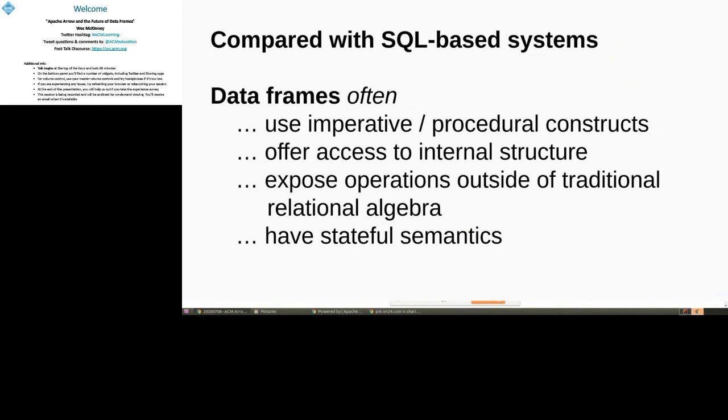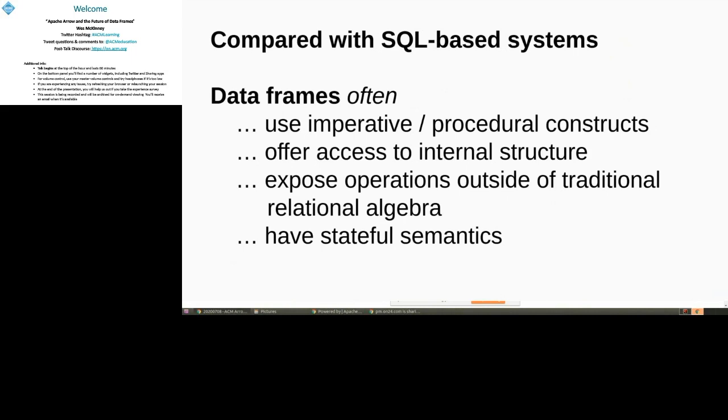So there's more of an emphasis on iteration and expressing a sequence of operations in separate commands or separate lines of code that manipulate data structures or manipulate objects. Many times the data frames do expose details of how they're implemented. So they expose the internal data structures. They expose basically a lot more than a database system would expose, where in a typical database system, the only thing that is exposed is the query language.